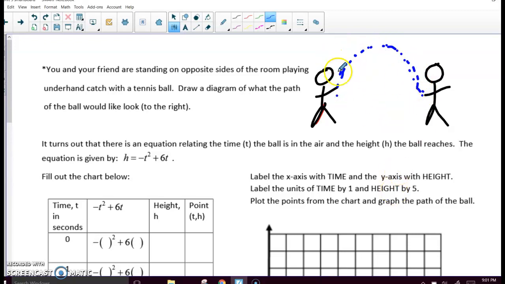So the path of my ball makes that of a part of a parabola. It turns out that there is an equation relating the time the ball is in the air and the height the ball reaches. The equation is given by h equals negative t squared plus 6t. Fill out the chart below.